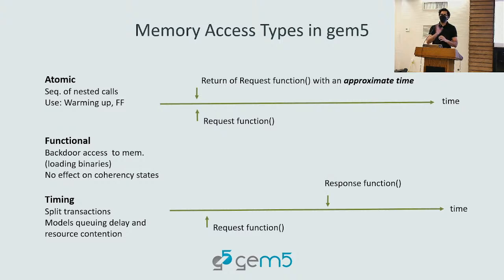Independent of these two models, we have functional memory accesses as well, which really is a debug interface and usually allows backdoor access to the memory itself. So any questions on the basic three memory access types in gem5?